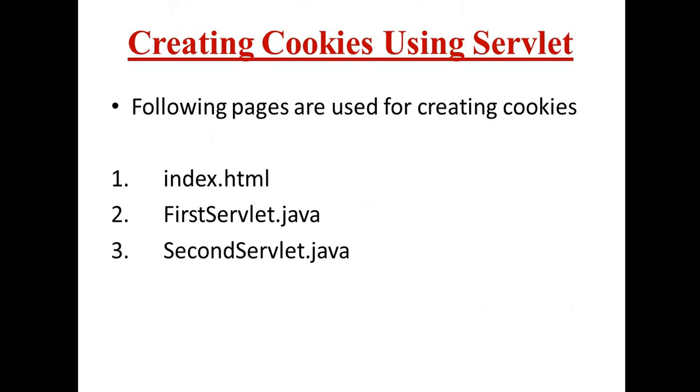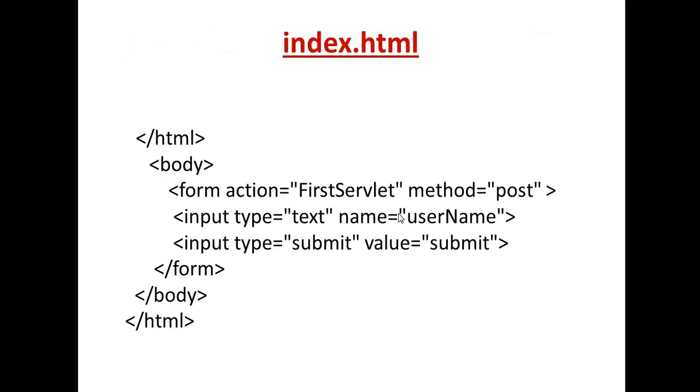Now we'll see how we are creating those cookies using servlet pages. So for creating the cookies, we need to create three different pages. We'll need to create an HTML page and two servlet pages. So we'll have one index.html, second we'll have first servlet.java, and third we'll have second servlet.java. So let's see the first page that will take the information.